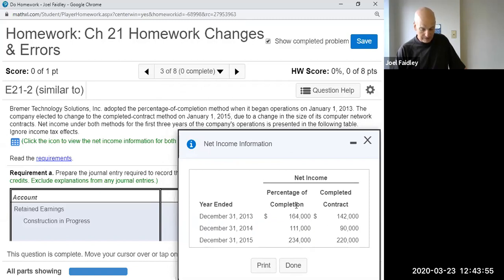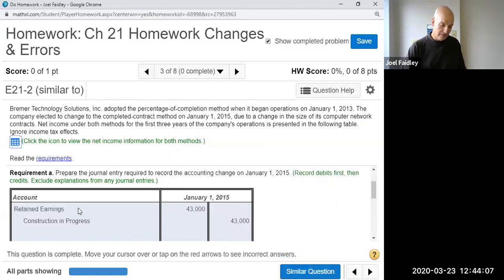So we're going from percentage of completion to completed contract. So in essence, my income is going down, isn't it? I'm reducing my retained earnings. So I've got to go back retrospectively and make those changes. That's why we are debiting retained earnings.